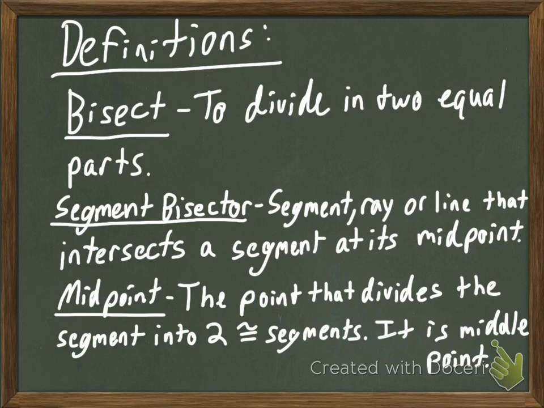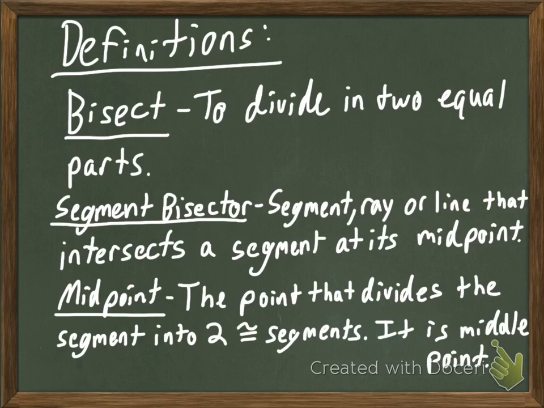A segment bisector is a segment, ray, or line that intersects a segment at its midpoint. Now if we just look at that word, segment bisector, whatever is going through that midpoint is going to bisect our segment, which means it's going to divide it into two equal parts.